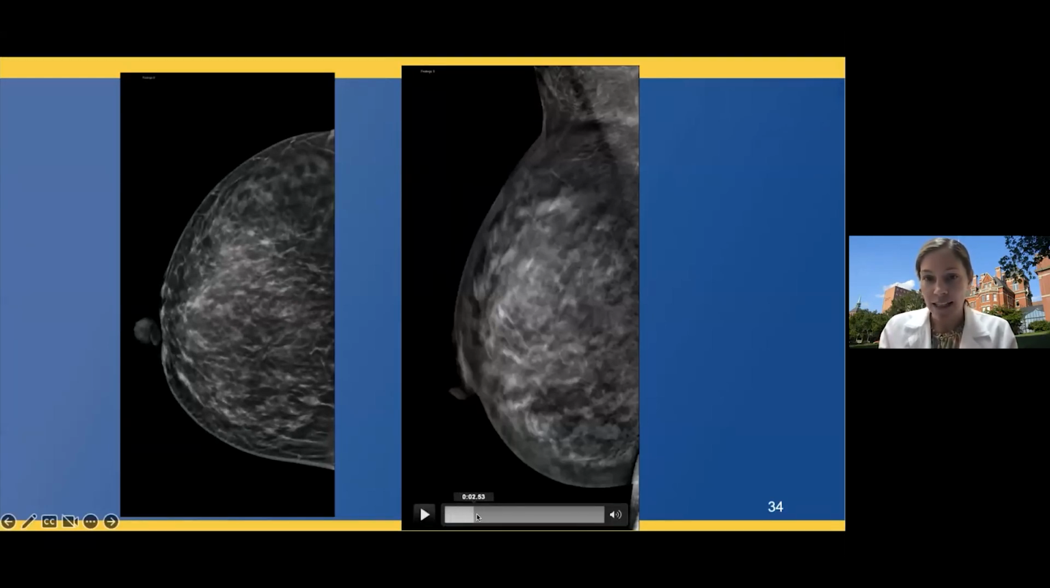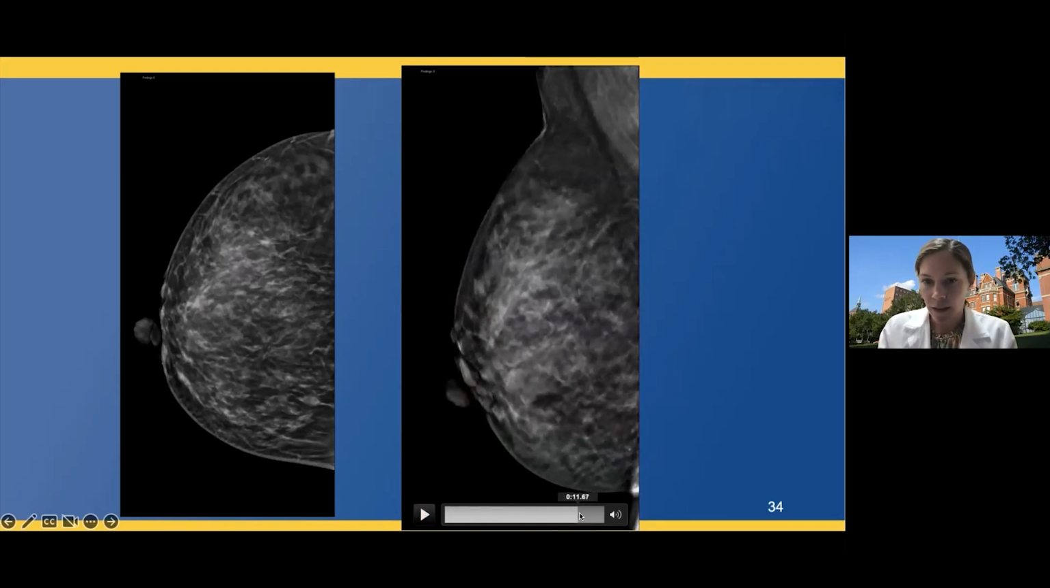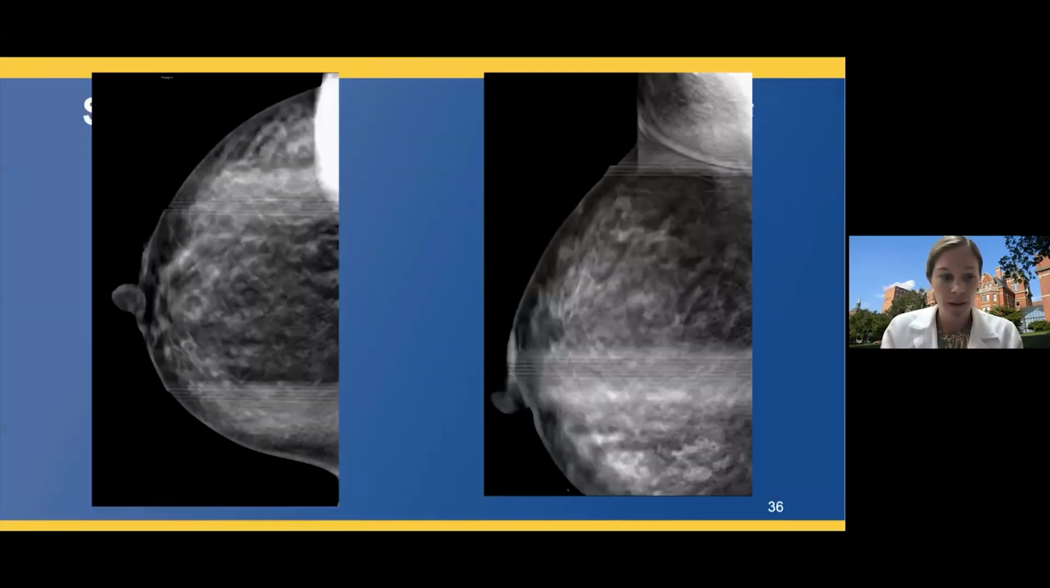I think this finding is easier to see on her CC view than the MLO view. But I'm just going to help show you where to look with your eyes. So if you keep your eyes here, I'm going to scroll back and forth through there. And I think you can appreciate how the breast tissue is distorted in that upper part of the breast. So this was a screening mammogram. This patient was recalled. We did spot compression views.